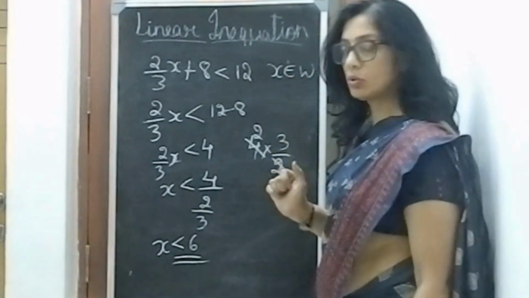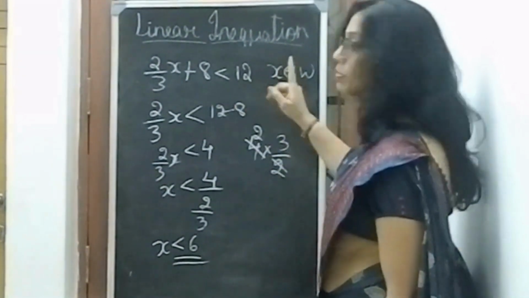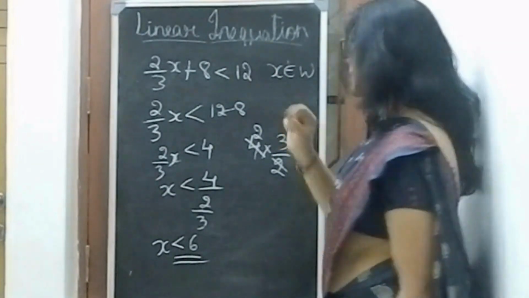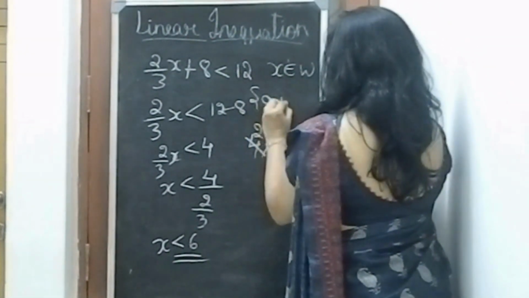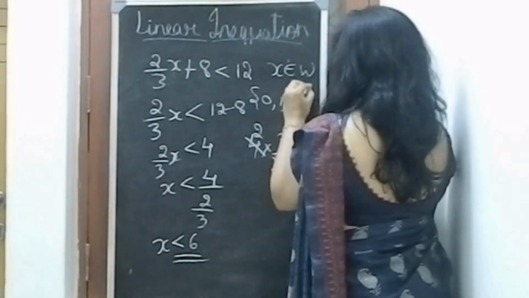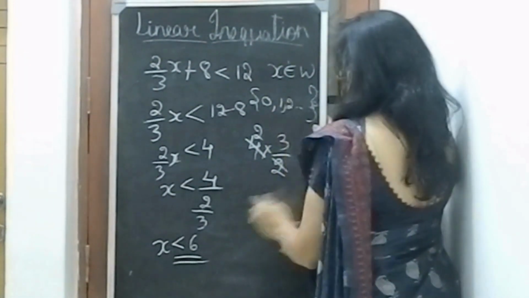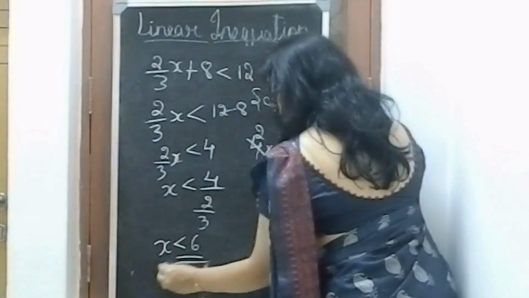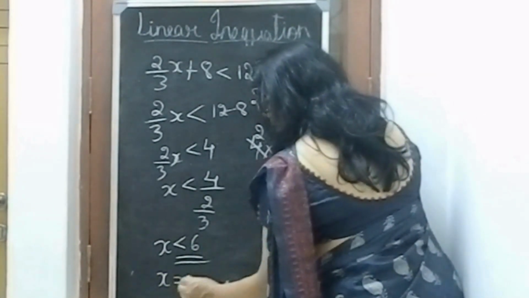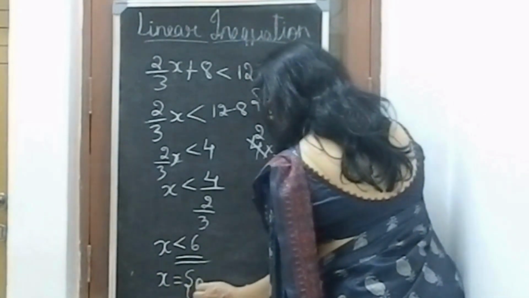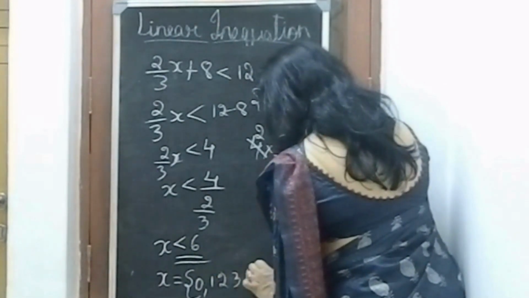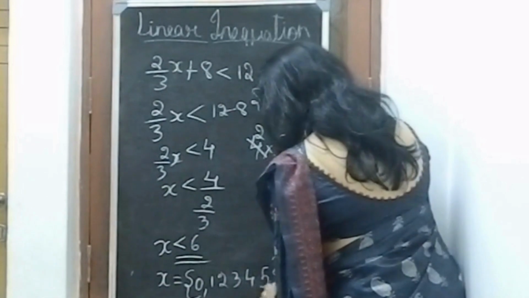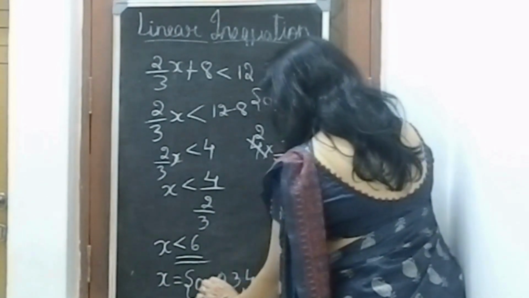So what will be my solution set? Now what was my universal set? My universal set was 0, 1, 2 and so on. Okay. That was my replacement set. What is my solution set? x is less than 6. So my solution set is 0, 1, 2, 3, 4 and 5. This is my solution set.